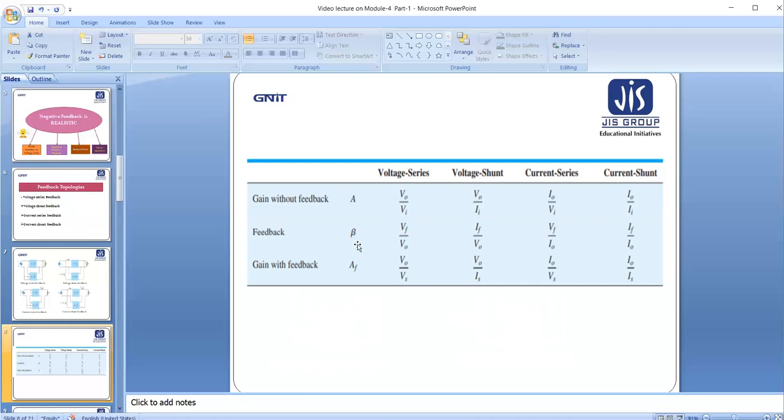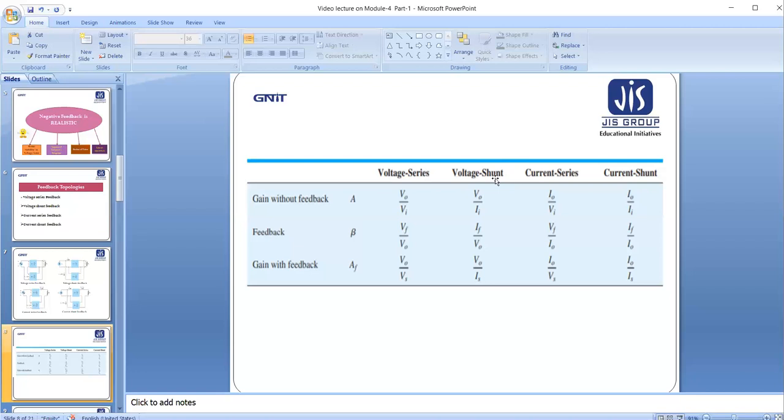Now feedback factor. In voltage series, this voltage is again transformed to another voltage. So beta is Vf by V naught. In voltage shunt, the voltage is converted to the current. So beta equals If by V naught. Always remember, when feedback factor is calculated, always look into the shunt position, because the feedback is sent to the input. That's why we are always concentrating on the shunt.